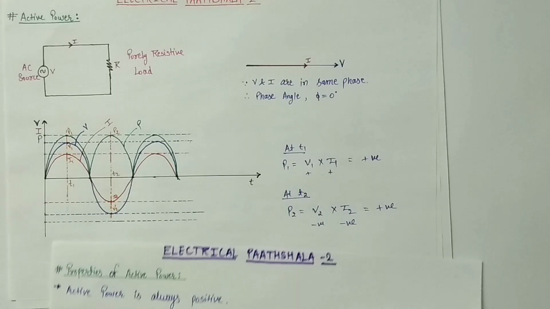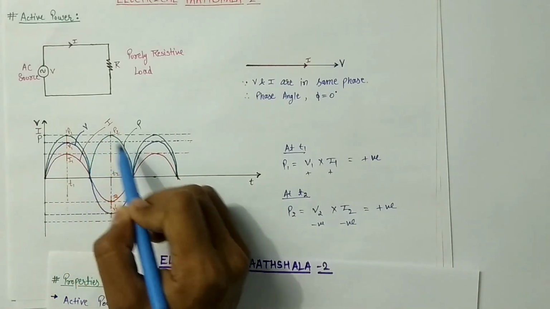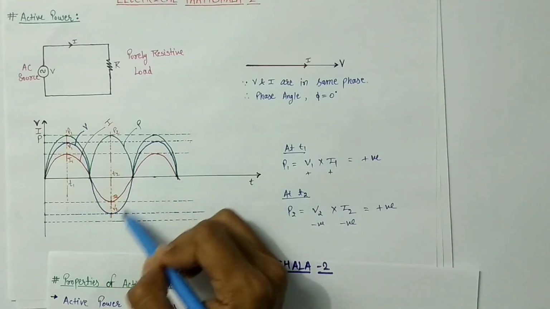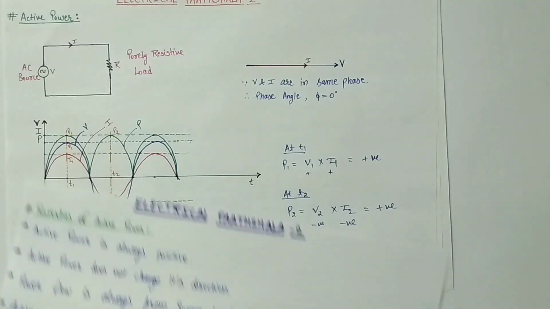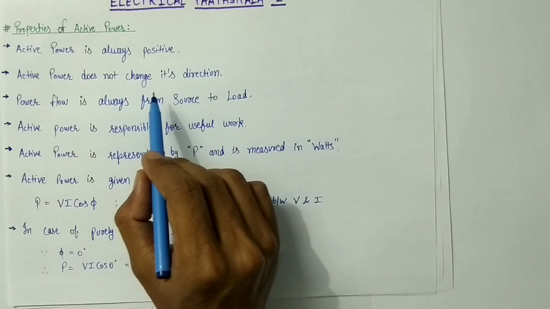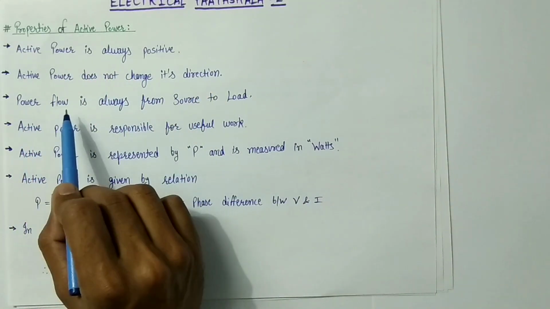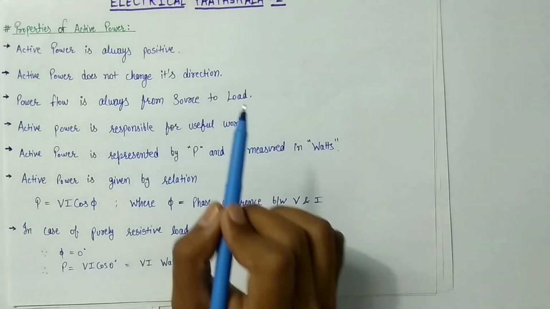As you can see here in this waveform, active power is always positive. It is not changing its direction. It is not going in the negative direction. It is always positive. That's why active power does not change its direction. Now, active power is positive. What does this mean? It means that power flow is always from the source to the load.